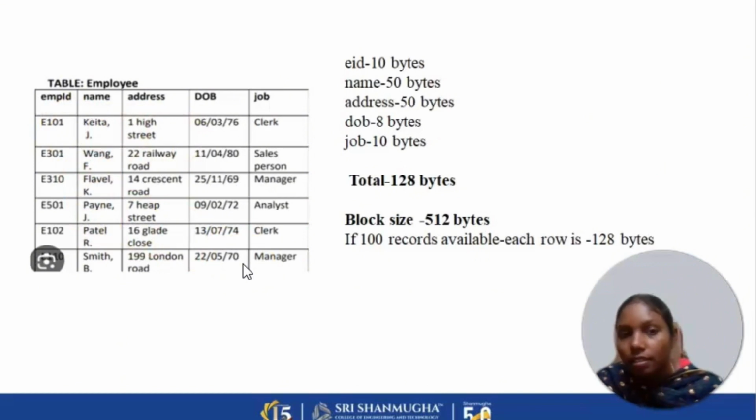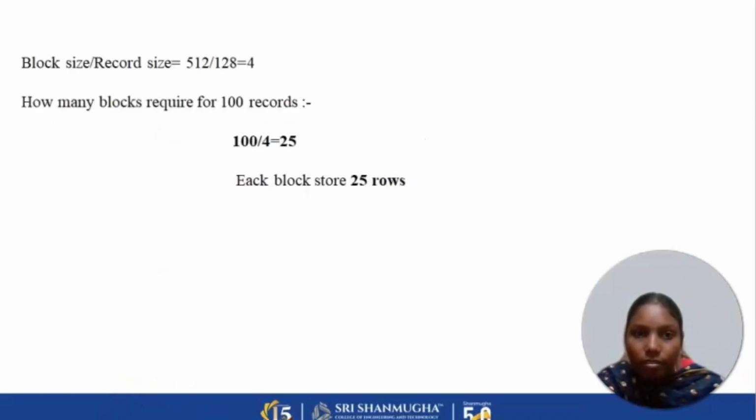Now I think you can understand that each row has 128 bytes, and inside the table 100 rows are available. Then for 100 rows, how many bytes are taken? We need to calculate this. Block size divided by record size: the block size is the constant 512, and each row size is 128, so dividing, we get the value 4. So how many blocks are required for the 100 records? We need to store them in blocks, so how many blocks do we require for storing the 100 records?